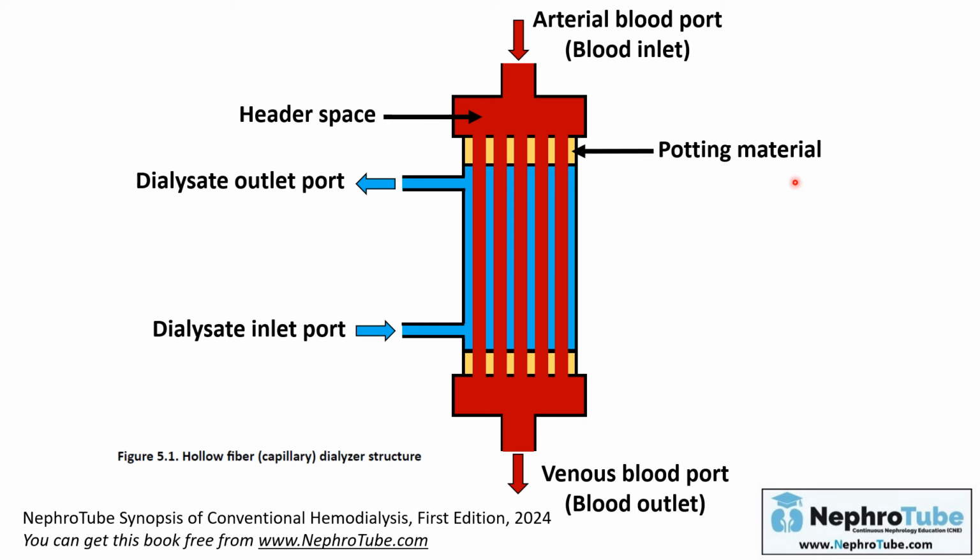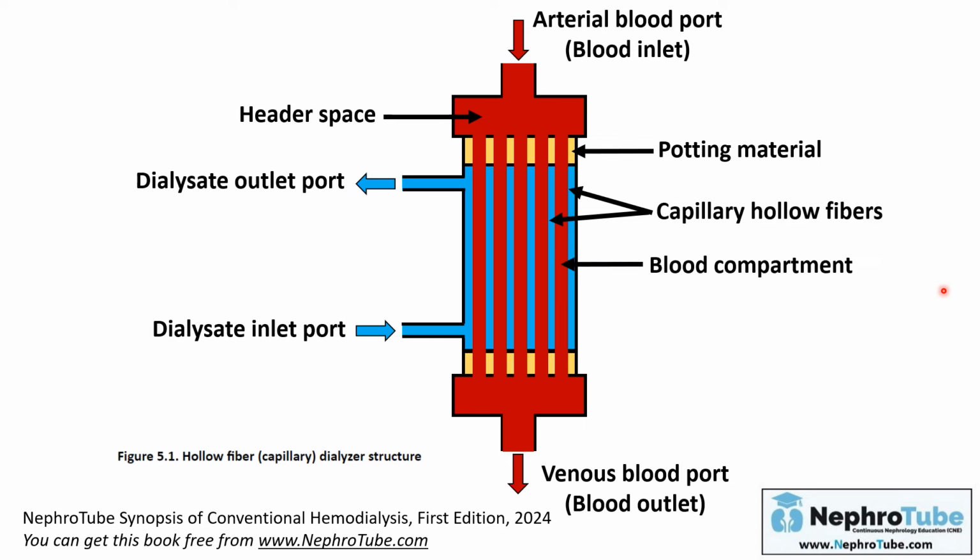We have here the potting material, and this potting material separates the blood from the dialysate, separates the red part from the blue part. These are the capillary hollow fibers. Each dialyzer has an average of 10,000 capillary fibers, which are semi-permeable, as we mentioned before.